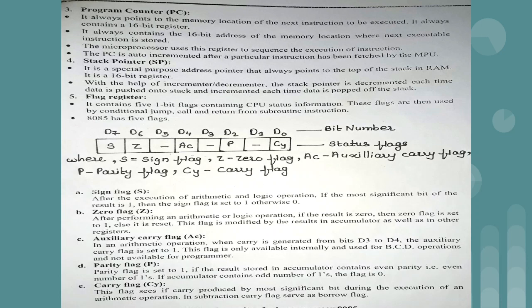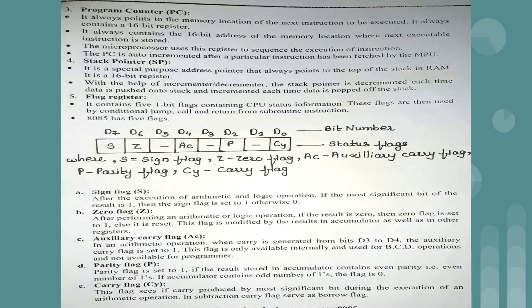Then the next flag which we are having, zero flag. Whenever we are performing an arithmetic and logical operation, and after performing the operation, if the result is 0, meaning the final result which we got inside the accumulator is 0, then this particular flag is set, that is the zero flag. Then the next thing is we are having the auxiliary carry flag.